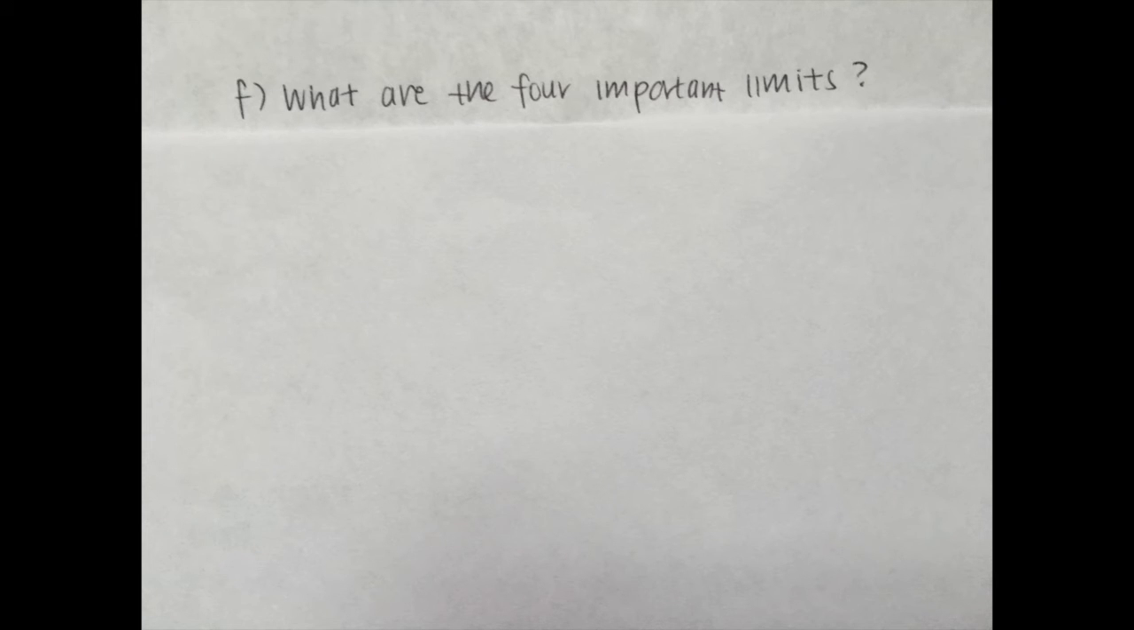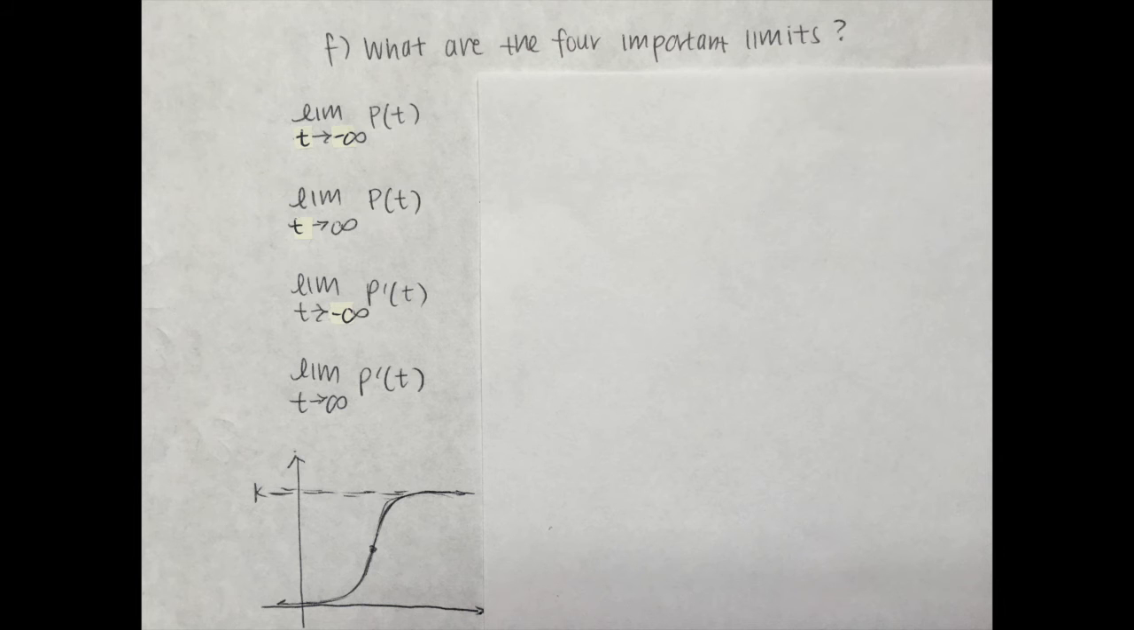Part F asks, what are the 4 important limits? The 4 important limits are the limit of P(t) as t approaches negative infinity, the limit of P(t) as t approaches positive infinity, the limit of the first derivative of P(t) as t approaches negative infinity, and the limit of the first derivative of P(t) as t approaches positive infinity.